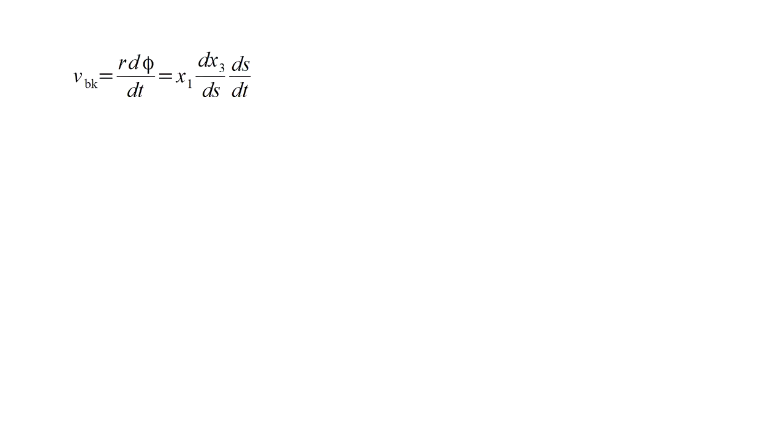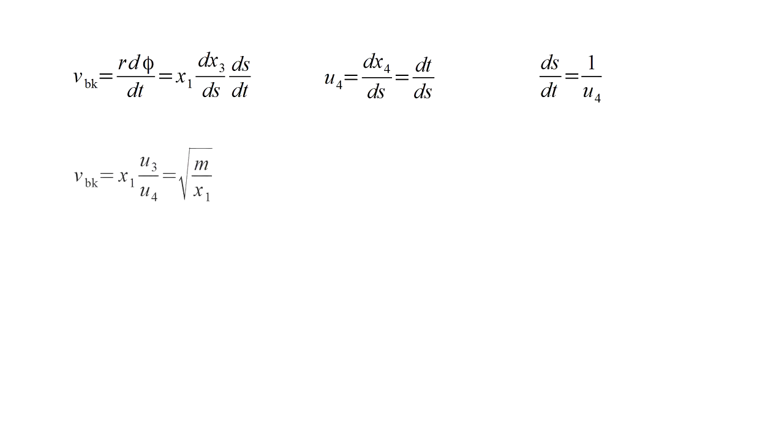The velocity of the circular orbit, according to the bookkeeper, is r d phi over bookkeeper time increment dt. We write this as x1 dx3 over ds times ds over dt. u4 is dt over ds, so ds over dt is 1 over u4. And the bookkeeper velocity is x1 times u3 over u4. Using our solution for u3 over u4, this reduces to square root m over x1.